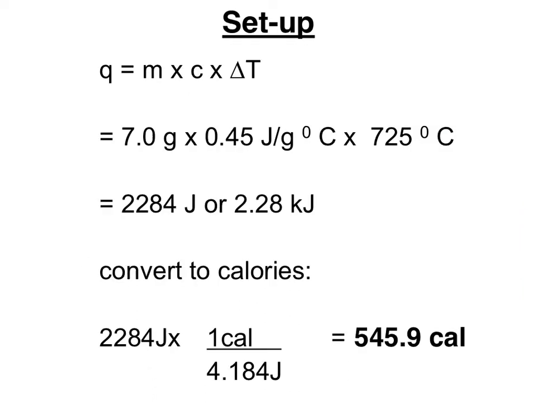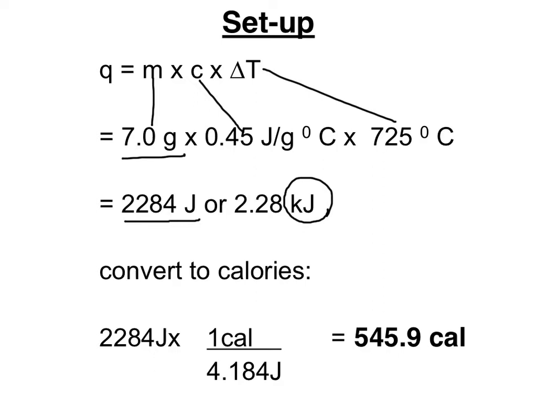So you can see in this next slide, I've put in my 7 grams for my mass. That's right here. I've put in my heat capacity from the chart. That's right there. And I've put in my delta T right there. So I've gone ahead and calculated this out to 2,284 joules. You can also divide that by 1,000 and report the number in kilojoules. It doesn't matter.